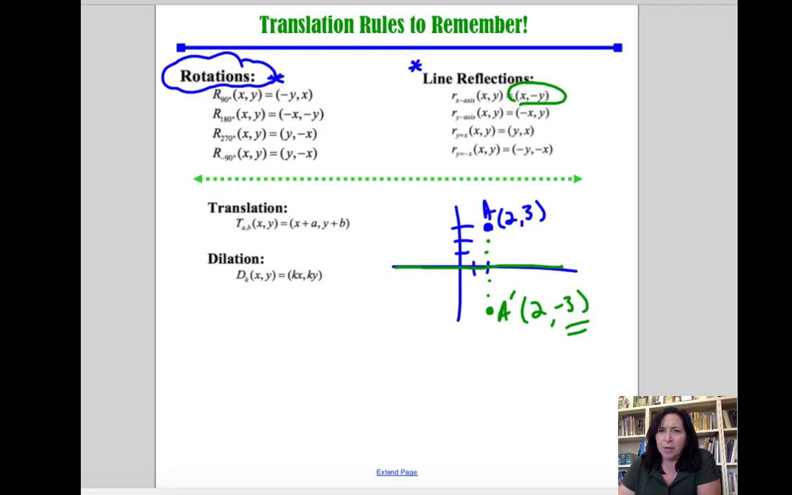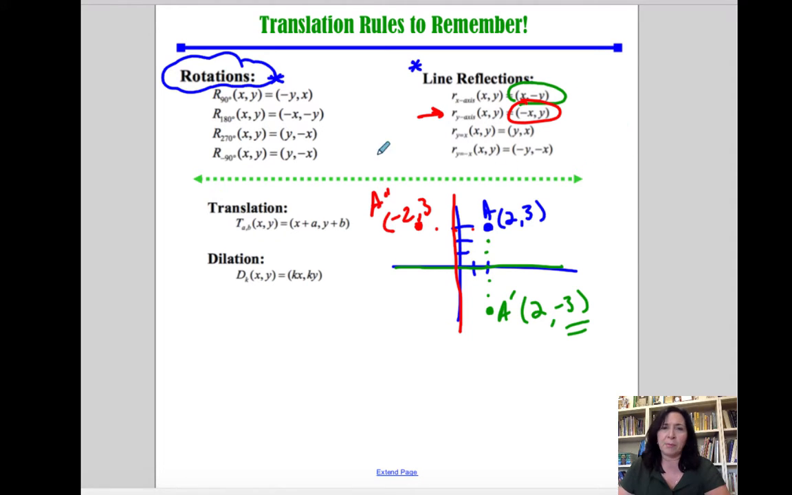Likewise, if I wanted to reflect this over the y-axis, and I had this point A, 2, 3, and if I were reflecting it over the y-axis, which is this axis right here, if I went over 2 this way, this would be over 2 here. There's my A double prime, and this would be negative 2, 3. And notice for this one, see the negative x, y, that's what would happen.